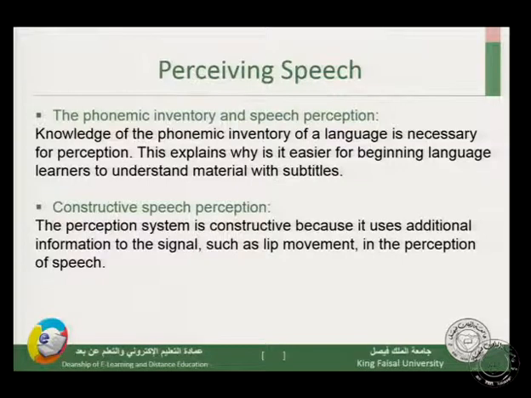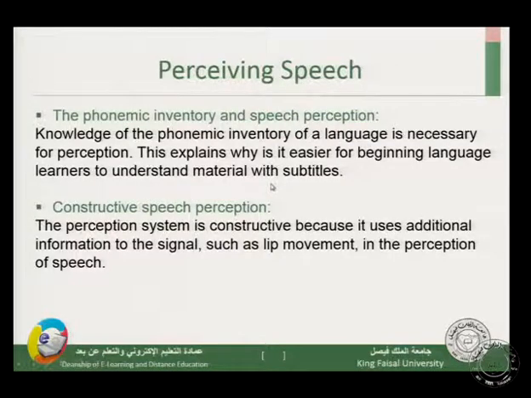Perceiving speech. There are facts to consider on this matter. The first is the phonemic inventory and speech perception. What do we mean by the phonemic inventory? It is the set of sounds of a language. A language such as Arabic has phonemes, such as a, ba, ta, da, kha, etc. These are called phonemes. Don't mix them with letters. Phonemes are a bit different to letters. I think you have already taken phonetics and phonology, and by this time you should be able to tell what is the meaning of phonemic inventory. This is just a reminder.